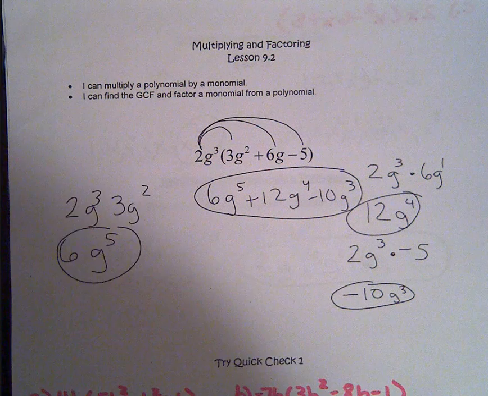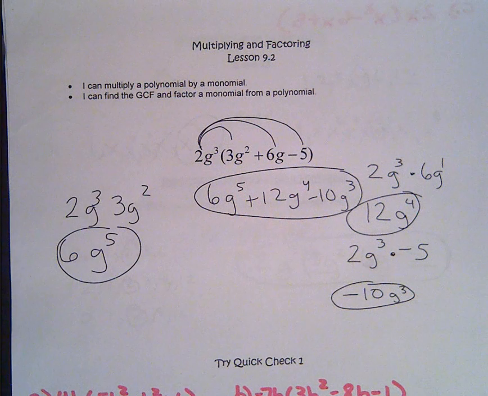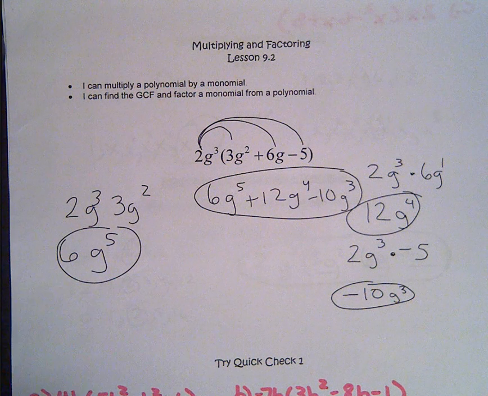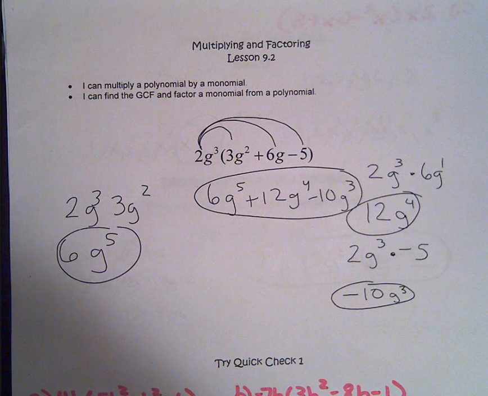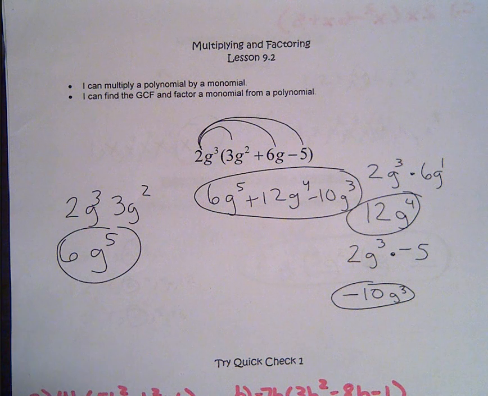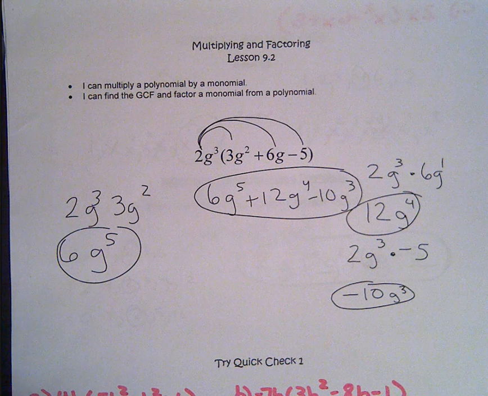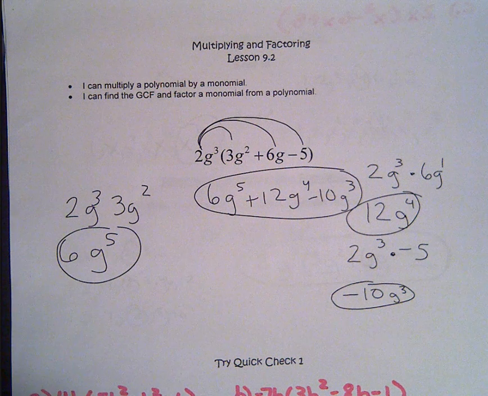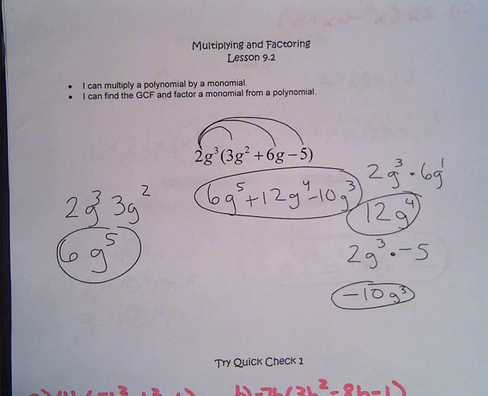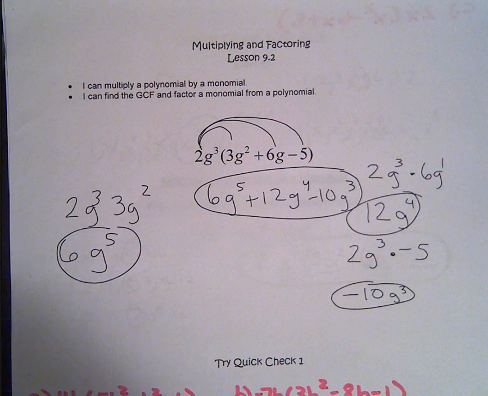Okay, this is lesson 9.2, which is multiplying and factoring with monomials and polynomials. There's two big things we're going to look at today. The first one is that you can multiply a polynomial by a monomial. And the second one is that you can find the GCF, which stands for greatest common factor, and factor a monomial from a polynomial. So we're going to start with this first one. I can multiply a polynomial by a monomial.